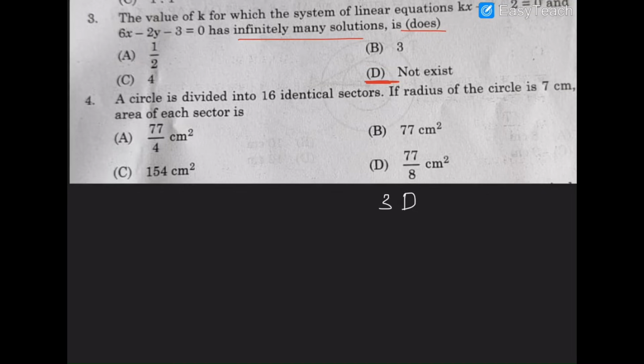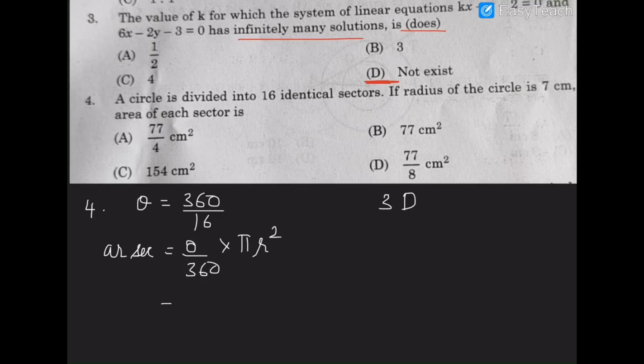For the fourth question, a circle is divided into 16 identical sectors. 16 identical sectors, that means theta is equal to 360 by 16. If the radius of the circle is 7 centimeter, find the area of each sector. So the area of the sector is theta by 360 into pi r square. You know the values, put the values. Here you will get 77 by 8. So for the fourth, option D is the correct answer.